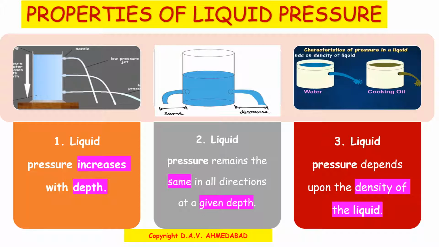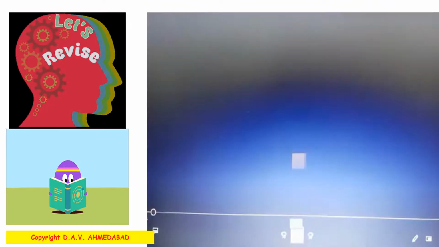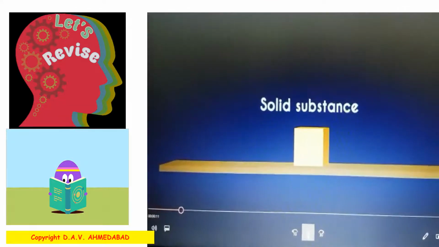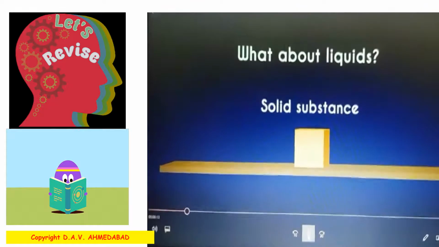As we all know, water is more dense than cooking oil. So the pressure exerted by the water is more than the cooking oil. A wooden block kept on a table exerts a force on it, and we know that the wooden block is a solid substance. What about liquids?